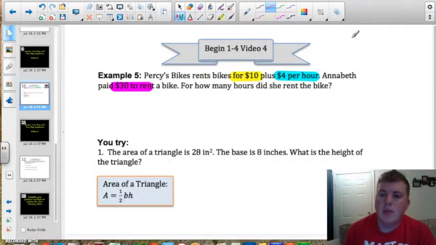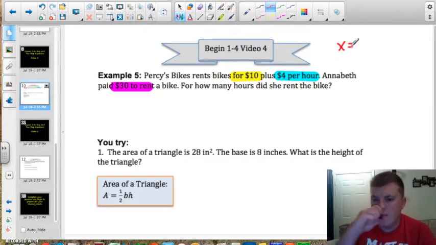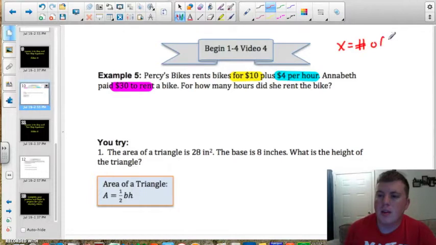The next thing we want to do is define our variable. We want to figure out our unknown. So x we can use to represent something we don't know. And the thing that we are asked to find is how many hours she rented the bike. So our x is going to represent the number of hours.